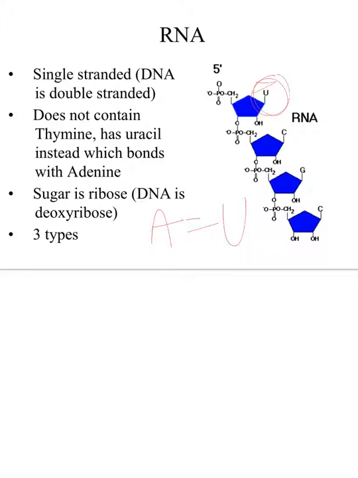The other difference is that we still have a 5-carbon sugar. We still have a phosphate group and a base, but our 5-carbon sugar is called ribose instead of deoxyribose. And all that means is that we have an extra OH group, a hydroxyl group, on the sugar compared to a deoxyribose. And the other difference is that there are 3 types of RNA, and all 3 types are required to make our protein.